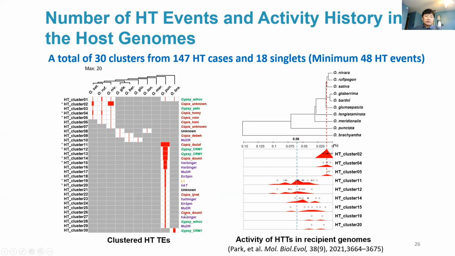And the activity history of the paralogs in the clusters was calculated. From the result, we could know that the horizontally transferred transposable elements were actively proliferated after integration into the recipient genome.